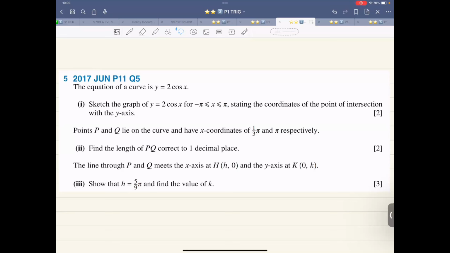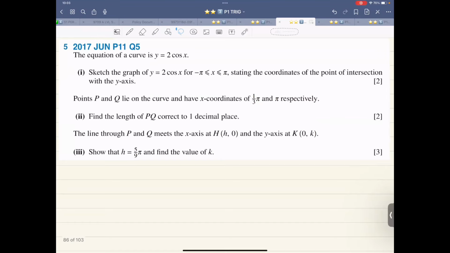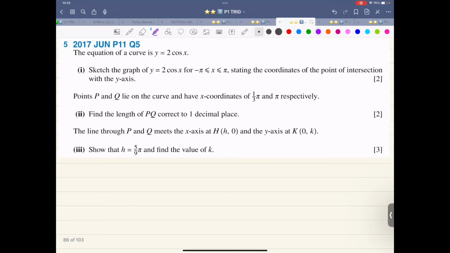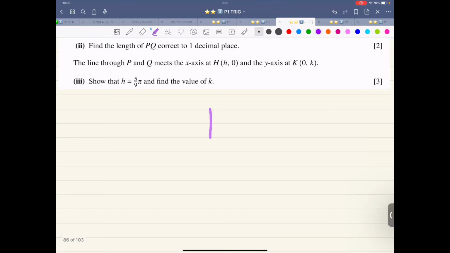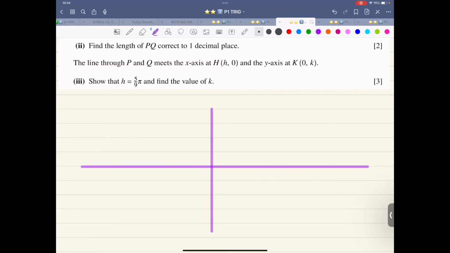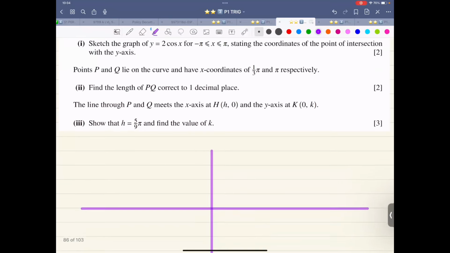So now let's look at this question. It says the equation of a curve is y is equal to 2 cosine x. Sketch the graph from -pi to +pi, stating the coordinates of the points of intersection with the y-axis. Okay, so that is one thing that we need to do. So first of all, 2 cosine x, from -pi to +pi.